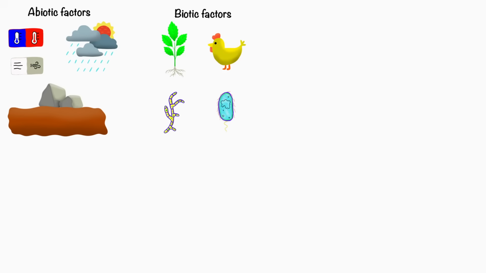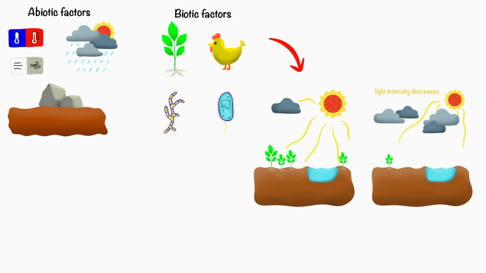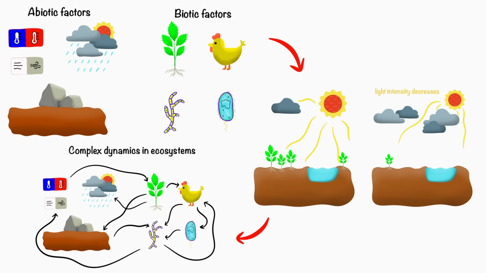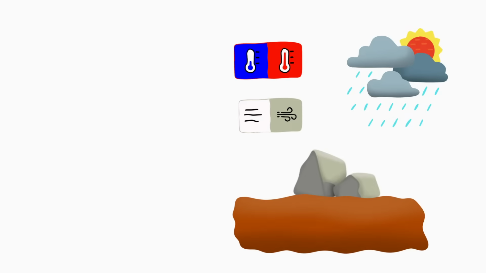This episode of the series covers the differences between abiotic and biotic factors, how these factors affect different organisms and populations, and how they combine to create complex ecosystems. Let's start by examining the non living components that shape life on Earth.